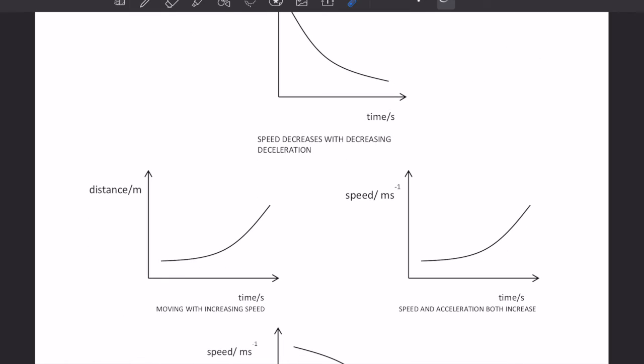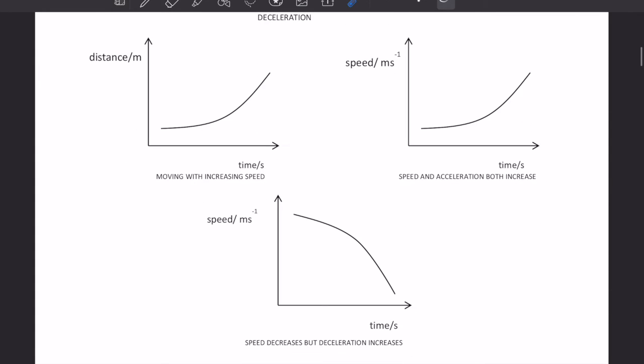If you look at this particular graph, we can see that the distance is increasing and also the slope is increasing, so that means the speed is increasing. Here, it's a speed time graph. Speed is increasing, slope is increasing, so that means acceleration must be increasing as well. So both speed and acceleration are increasing in this graph. Here, speed is decreasing, but it's becoming steeper, so deceleration must be increasing.